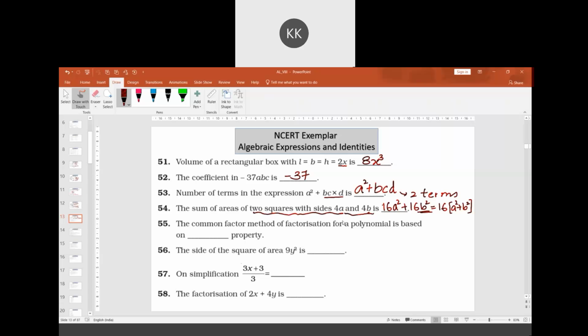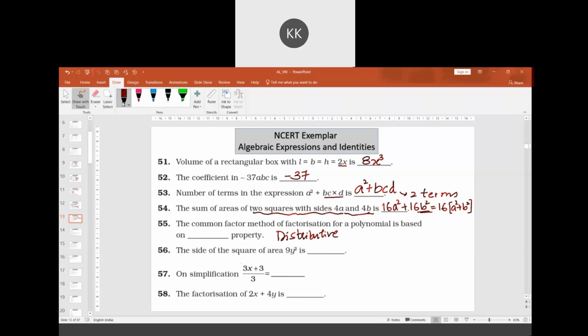Okay, sir. 55th. The common factor method of factorization for a polynomial is based on dash property. Distributive, sir. Distributive property. Very good, distributive property.